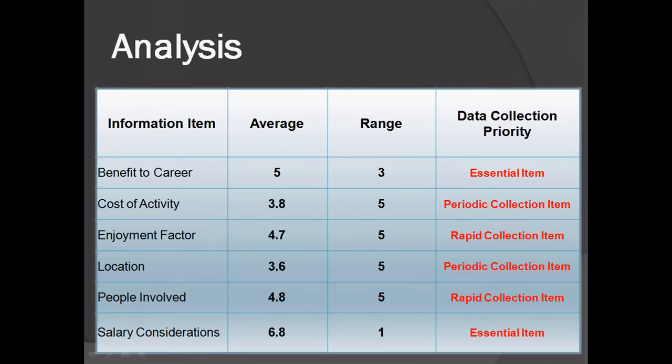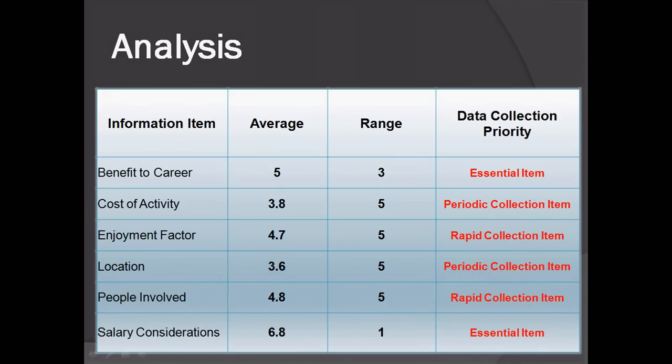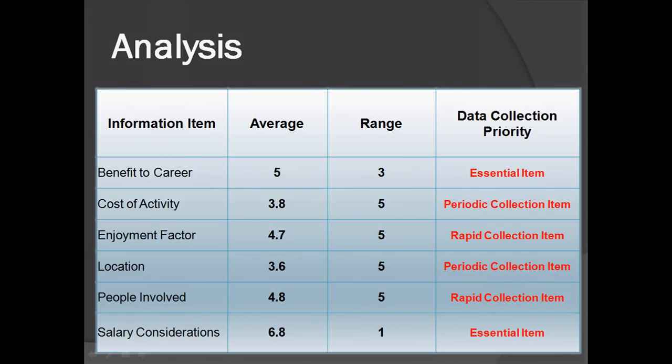For the decisions we were considering, you can see that benefit to a career and salary considerations were essential items because they had a small range and high average rating. The enjoyment factor and people involved were rapid collection items because they had a high average but a wide range as well. The cost and location were periodic collection items because they had a low average but wide range. There were no low priority information items. Using these priority considerations will allow the decision maker to collect information most efficiently and allocate resources properly by assessing where and when they're most needed.